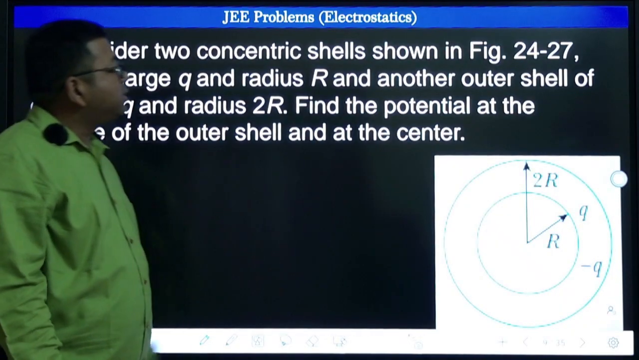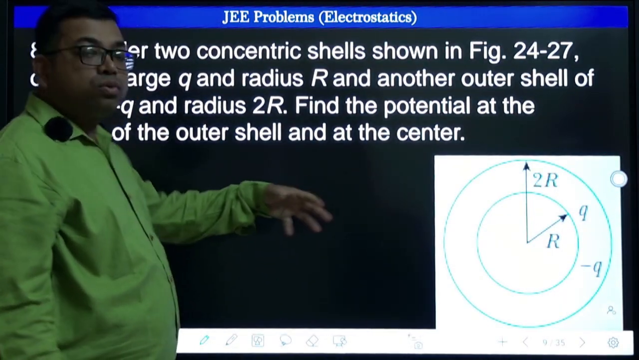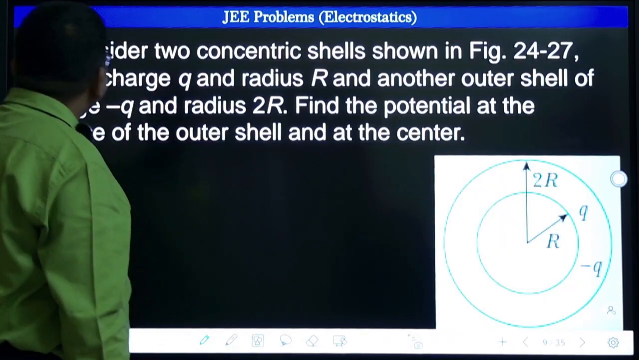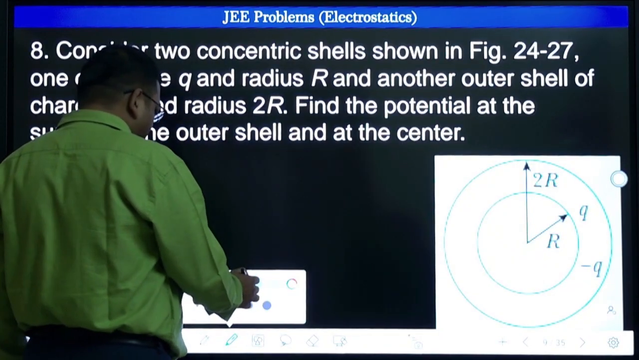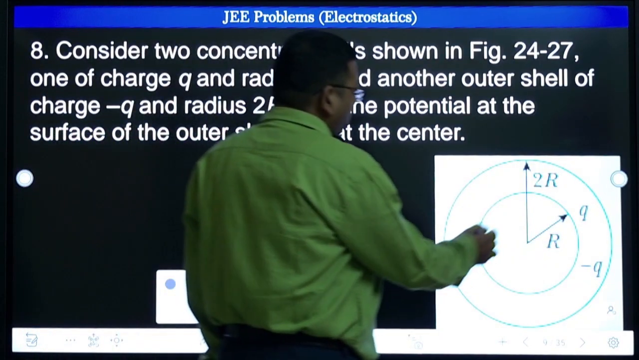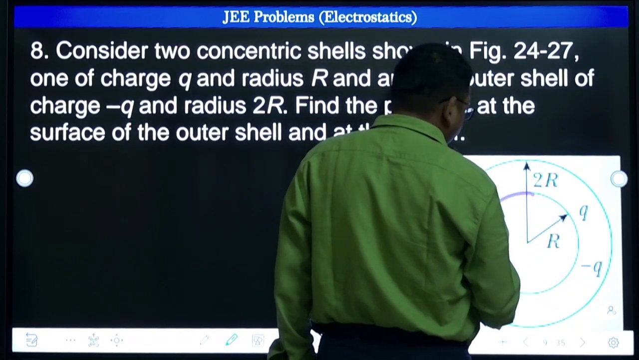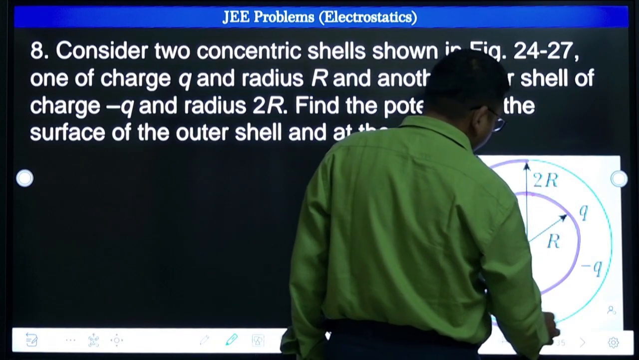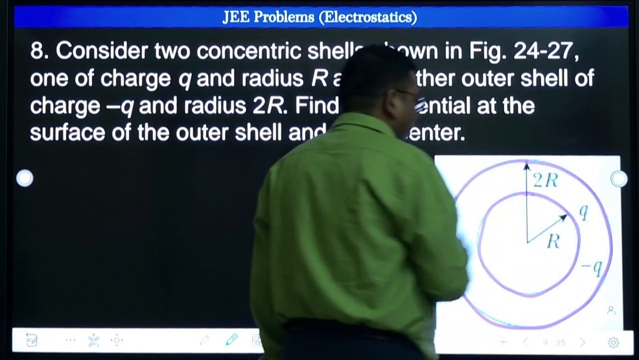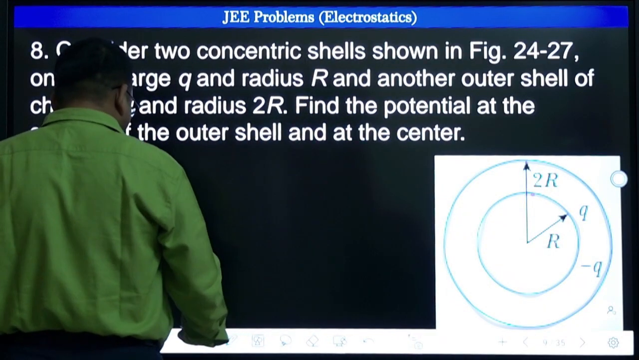Consider two concentric shells shown in the figure. There are two concentric shells given. One of them has charge q. If it is not visible, I will draw it again. Let me draw this again. So this is one inner shell and this is one outer shell. Right. Now what is the question here?